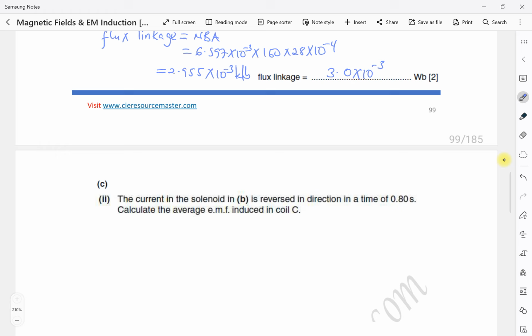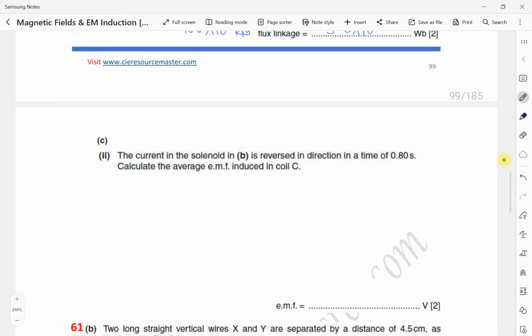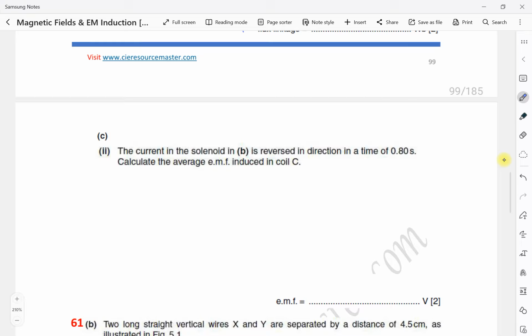Then C Roman 1. I cut off C Roman 1, it was too much repetition. The current in the solenoid in B is reversed. It is reversed in a time of 0.8 seconds. What does that mean? The time for just from 0 to maximum value in one direction should be half of this. So the time in one direction is going to be half of that. And remember, the e.m.f is equal to the rate of change of flux linkage.